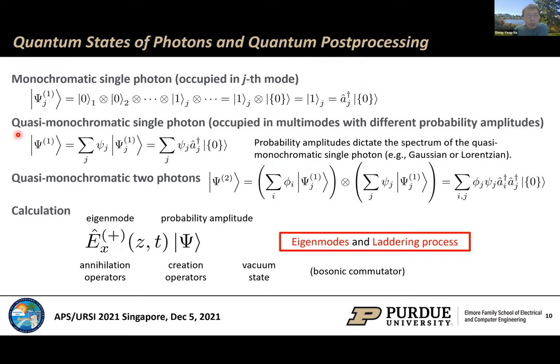We can also build the quantum state of a quasi-monochromatic single photon, meaning that the single photon may occupy many eigenmodes, multimode, with different probability amplitudes.